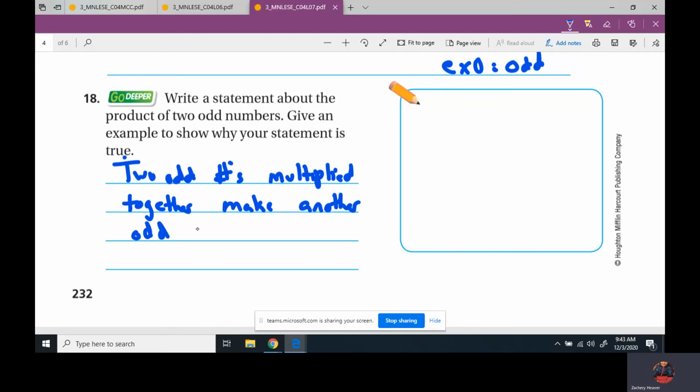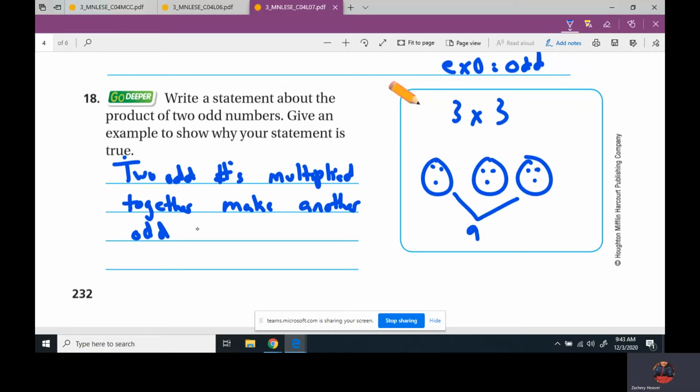And let's give an example. Well, let's just do 3 times 3. So if I have 3 groups with 3 in each, I'm going to have a total of 9. My total is going to be 9 dots. Let's say there's a cookie, that's 9 chocolate chips. Okay. So that gives us our example.